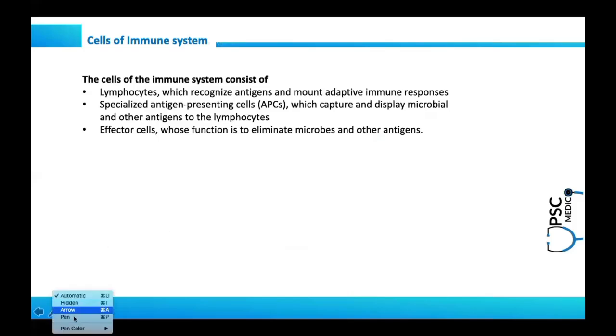Next is, what are the different cells of the immune system? Understanding the cells of the immune system, they may not ask direct questions from it, but if you have a clear idea what all these cells are going to do, it makes your job easy in understanding the different types of immunity, cell mediated and humoral immunity, their mechanism and pathogenesis.